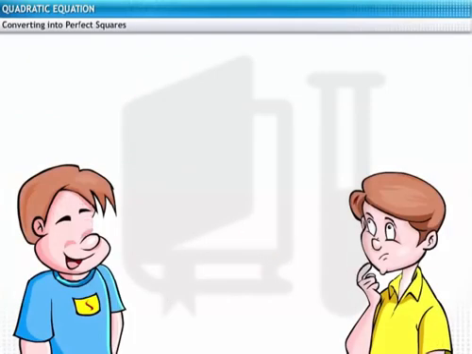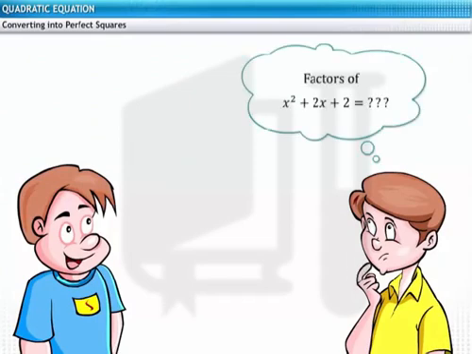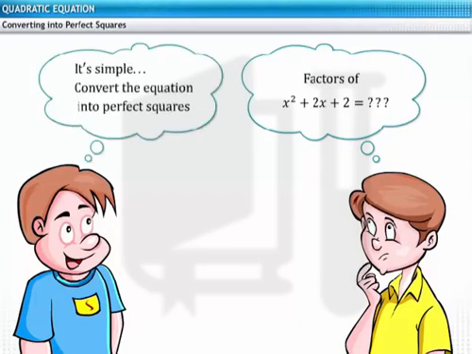There may be problems where you find it difficult to determine the factors of the equation x squared plus 2x plus 2. In such cases, you can use another method to solve quadratic equations. This method involves converting the equation into perfect squares.